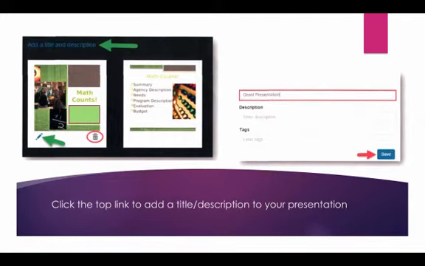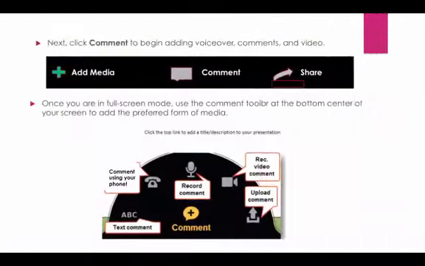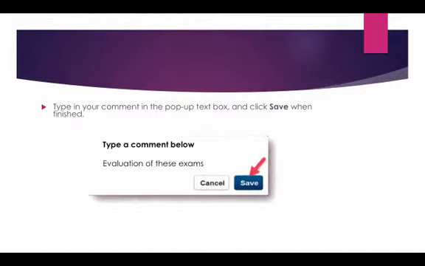Click the top link to add a title or description to your presentation. Next, click Comment to begin adding voiceover, comments, and video. Once you are in full screen mode, use the comment toolbar at the bottom center of your screen to add the preferred form of media. For this example, we'll add a text comment, ABC. Type in your comment in the pop-up text box and click Save when finished.